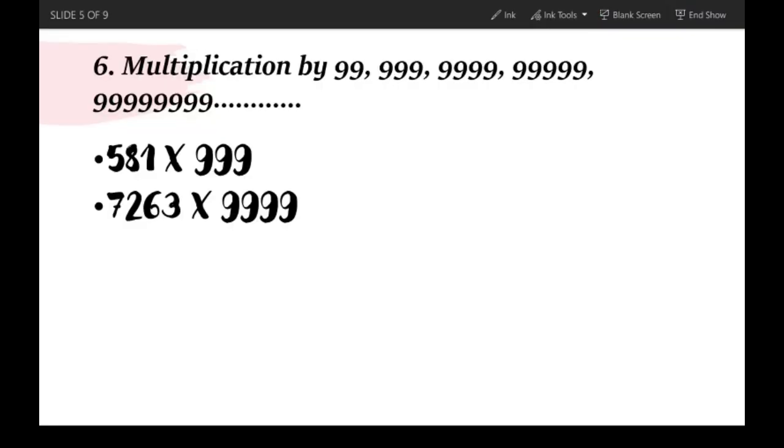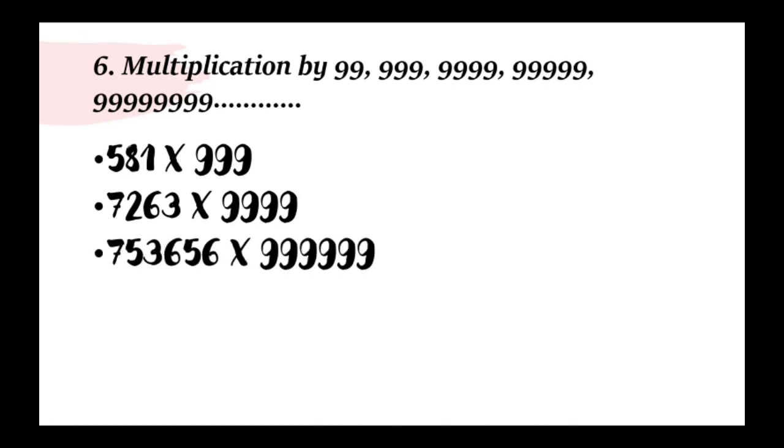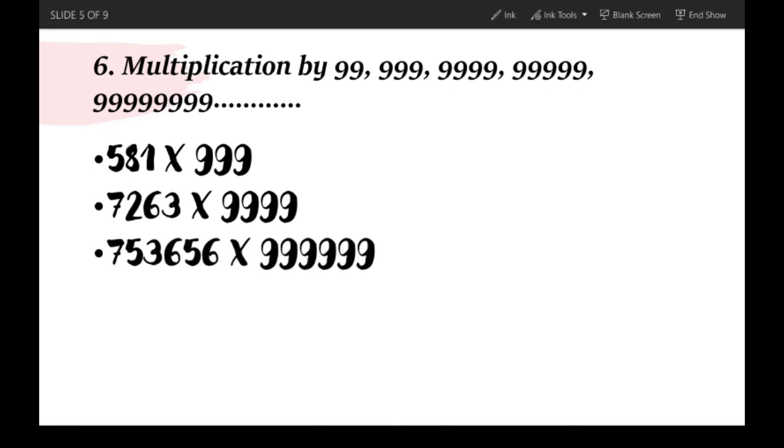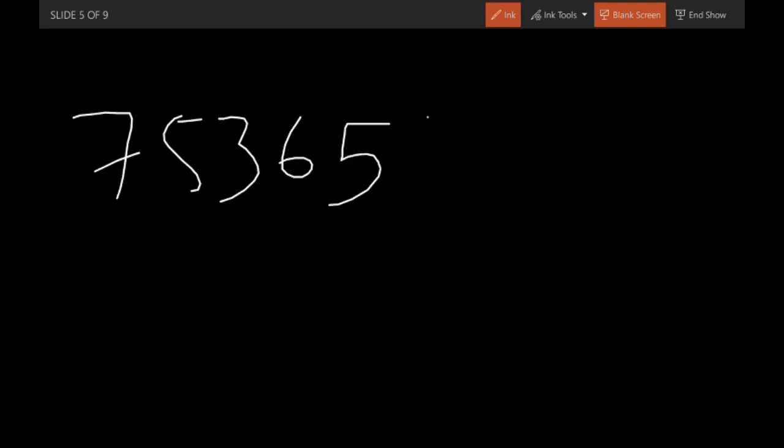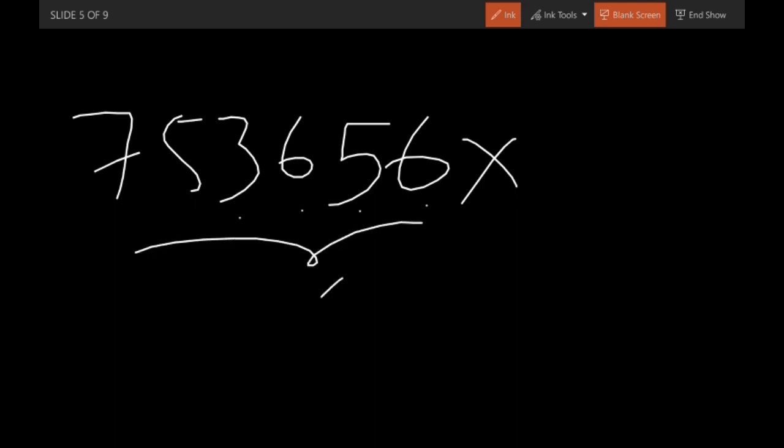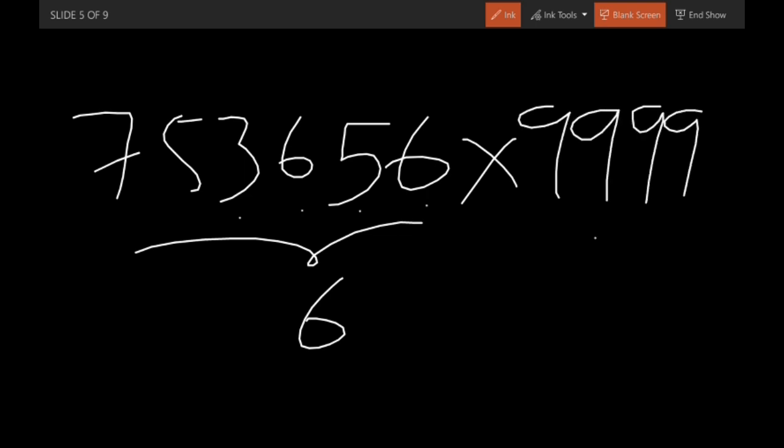So let's see another example. 753656. So 753656, right? Okay, see how many digits we have here: 1, 2, 3, 4, 5, 6. So we have 6 here. So how many nines are we going to have? It's 6. I'm just writing it down below so that I don't run out of space.